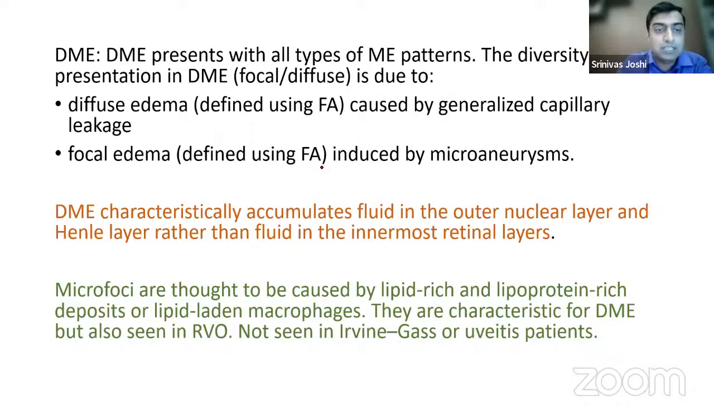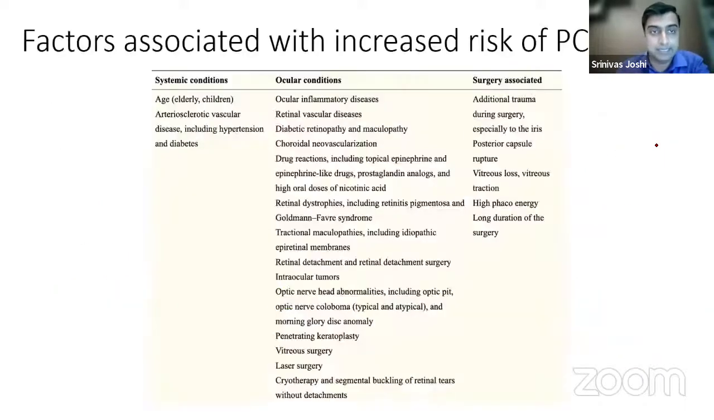We all know that DME characteristically accumulates in the outer nuclear layer, that is the ONL, and the Henle's layer, rather than the fluid in the innermost layer. What about it? I'll come to it a little later.